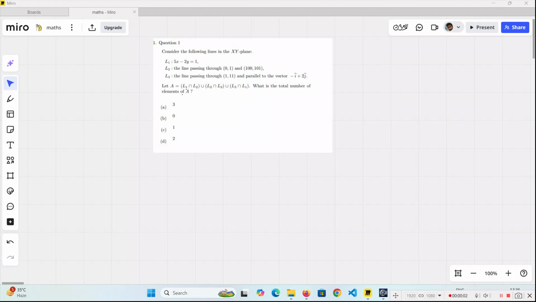Hello everyone. So from today onwards, we'll be starting a series of previous year IAT questions. Okay, that is IISER Aptitude Test. So we'll be solving the previous year mathematics questions of this exam.